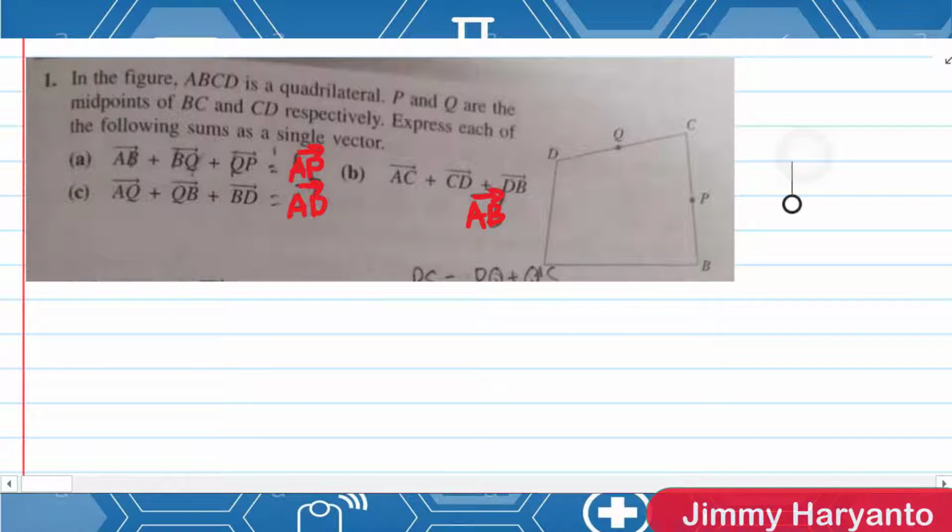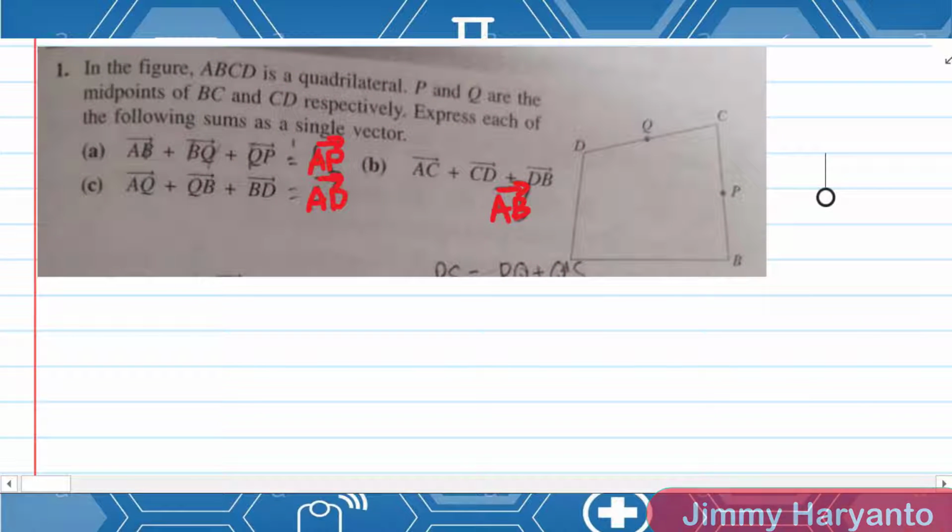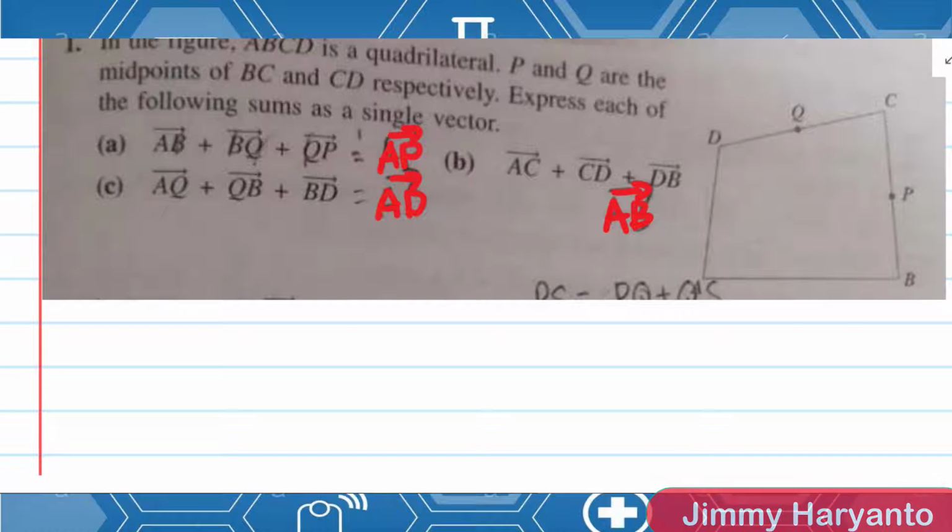Today I want to show that the exercise, your homework, is very easy. So number one, we have AB plus BQ plus QP. I don't think the picture is useful, so I will use the formula instead. But if you don't understand the formula, you can use the picture also.